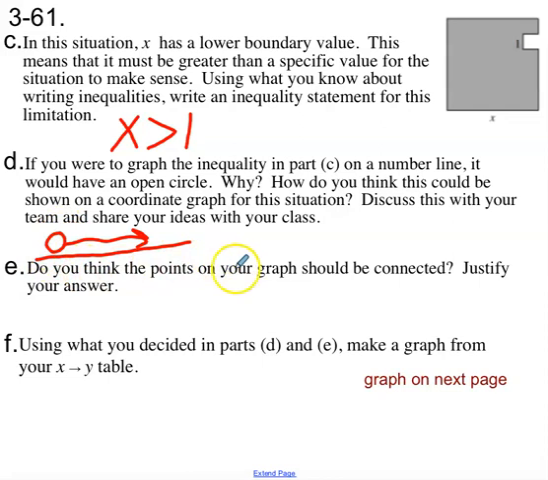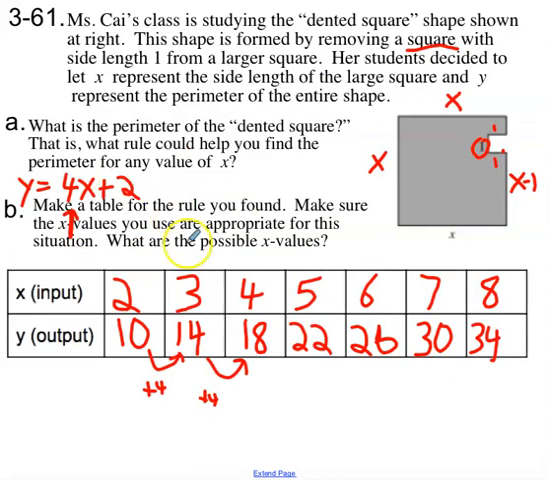Now, do you think the points in your graph should be connected? Justify your answer for that. So when we look at it, yeah, it should be connected because the shape and thus the perimeter also exists for values of x between integers. So what that basically means, if we look at this, we could have a side length of 1.5, 1.75, 3.5, 5.5. So we would connect all these points on a graph to represent that.